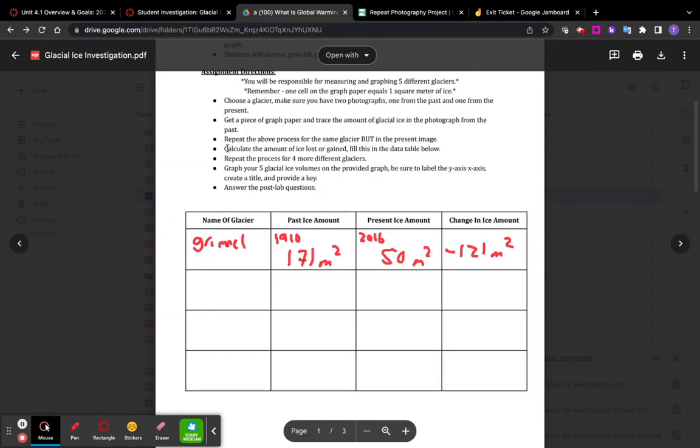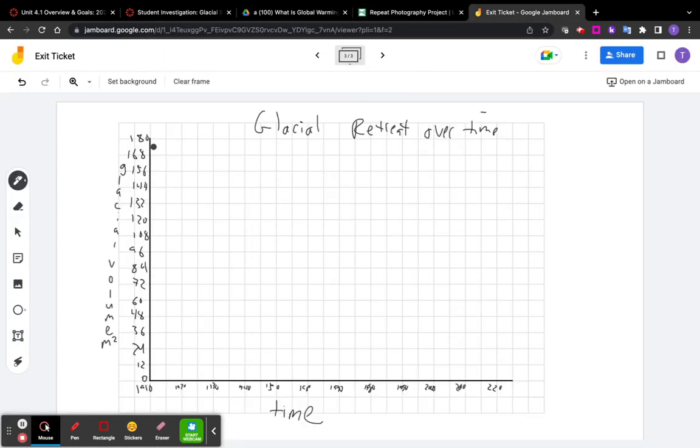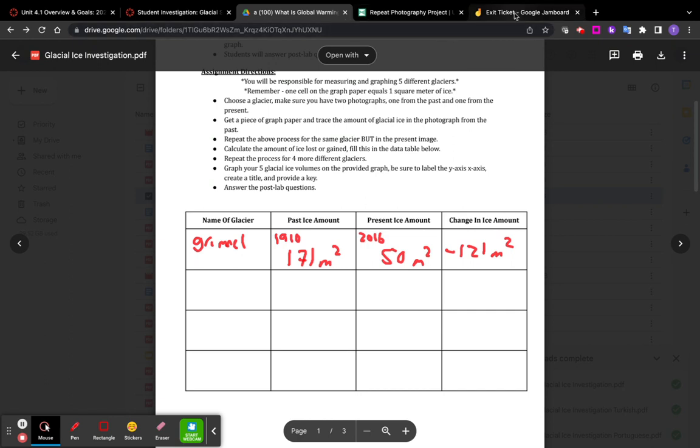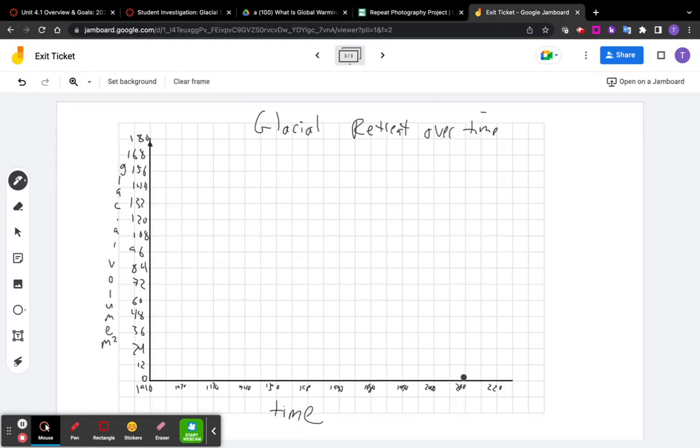In 1910, I had 171. And I'll put that about right here. And then in 2016, I had 50. So here's 2010, 15, so 16 over here. So it's about 48, about right here. And then what you can do, mine is going to be terrible, you can get a ruler and just draw a line. And then make sure you add a key over here.